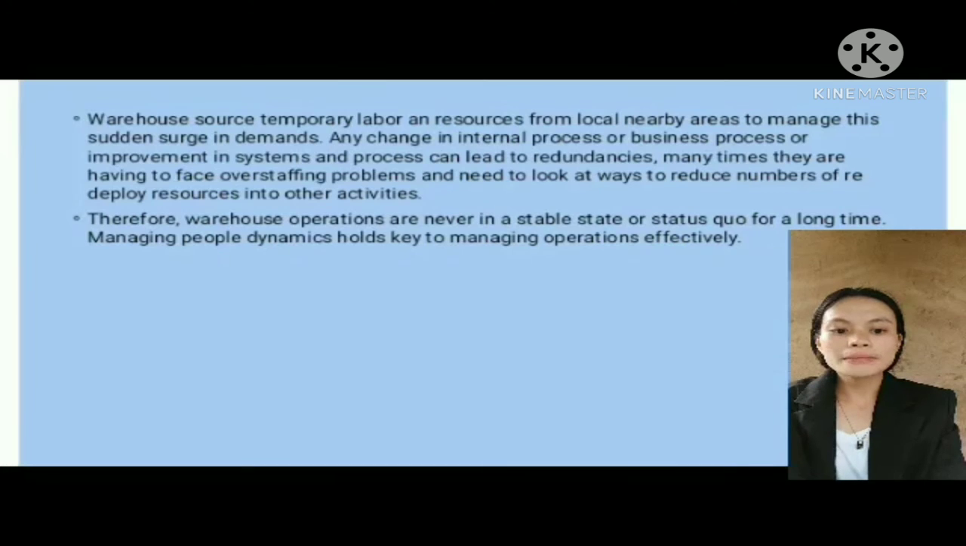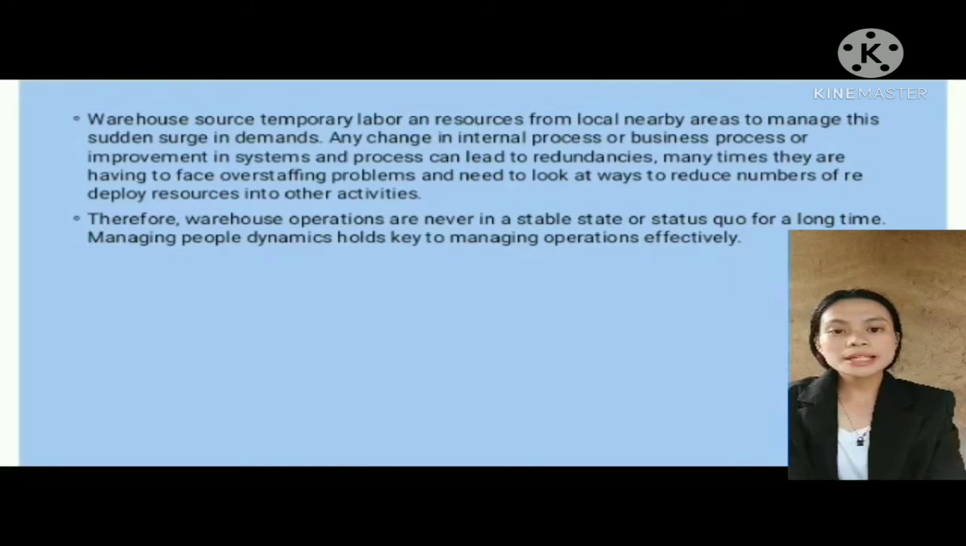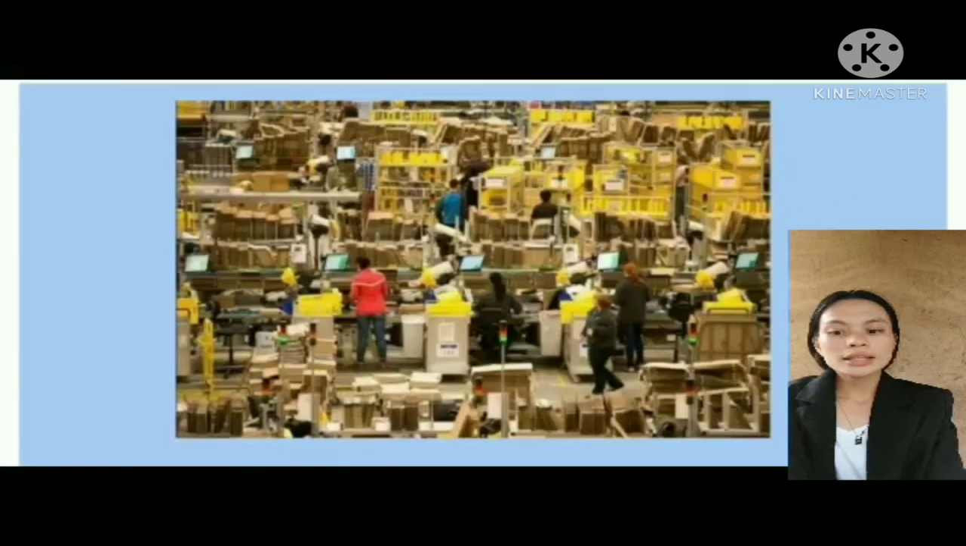For a long time, managing people dynamics has held the key to managing operations effectively. So, in general, warehouse operations change from time to time. Sometimes it goes at its best and sometimes it goes at its worst. Good management of staff is the key to a productive and efficient warehouse operation. So, this is the example of warehouse.